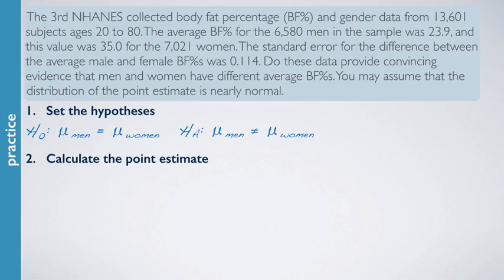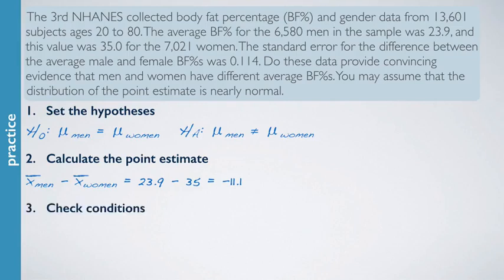Our point estimate is simply the x-bar version of what we have in our hypotheses. So that's going to be the observed average body fat percentage for men minus the observed average body fat percentage for women, which comes out to be negative 11.1. Lastly, we're going to need to check conditions, but we're told that we can assume that the distribution of the point estimate is nearly normal, so we're safe on that account. And since this is a nationwide survey, I think we can be reasonably certain that they have used random sampling, such that the observations in the sample are independent of each other with respect to their body fat percentages.